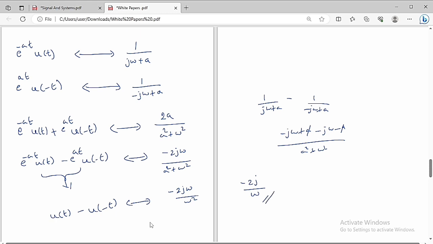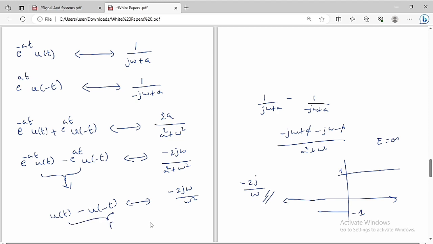So u of t minus u of minus t has the Fourier transform minus 2j by omega. The signal is something like this: this part is plus one and this part is minus one. Definitely we can say this is a power signal because the energy is equal to infinity.